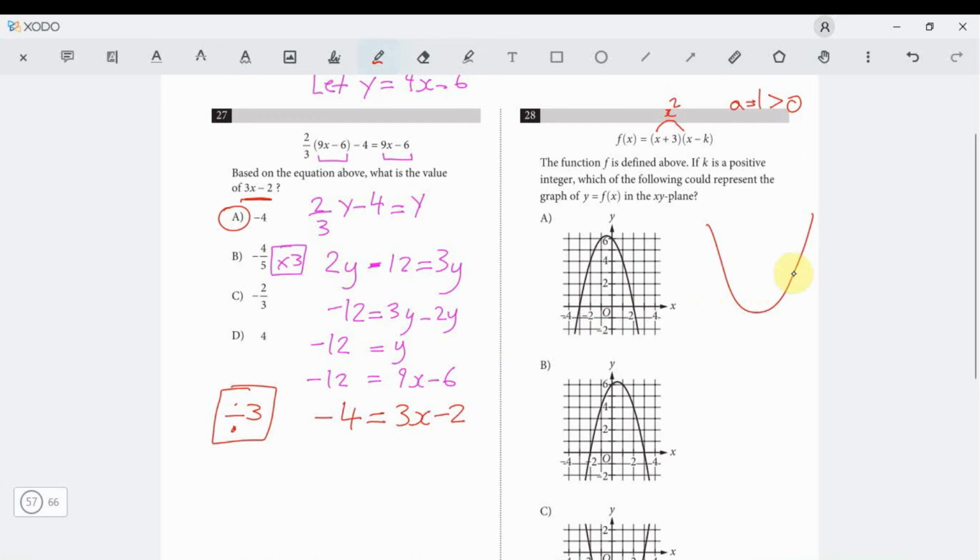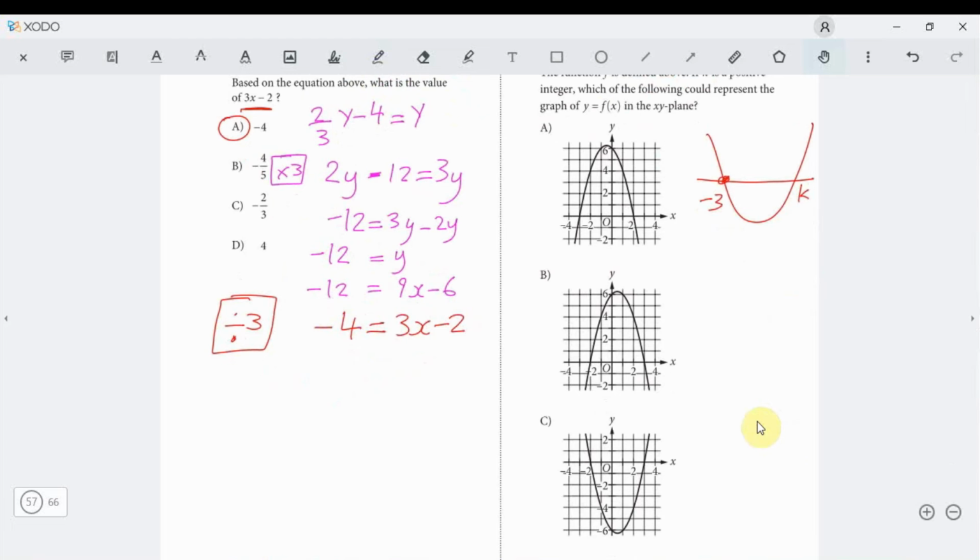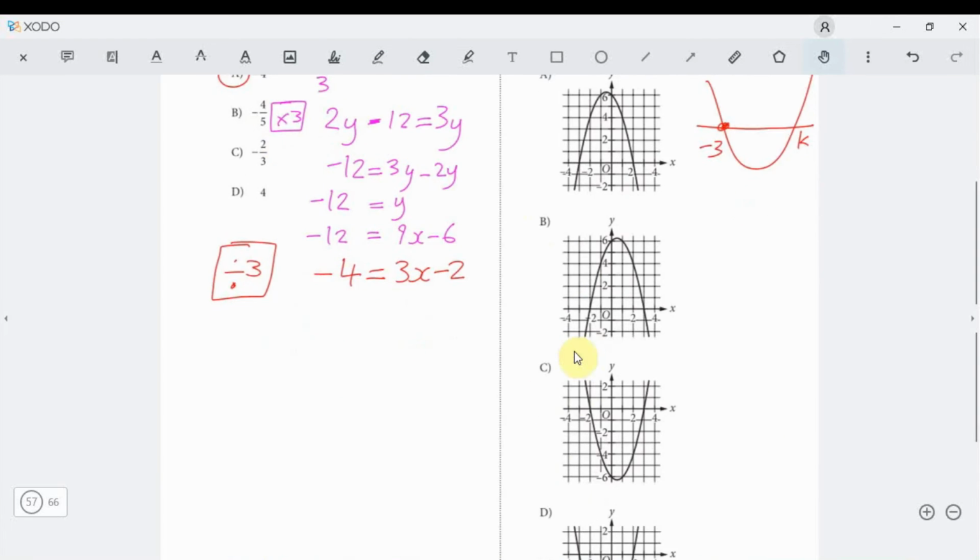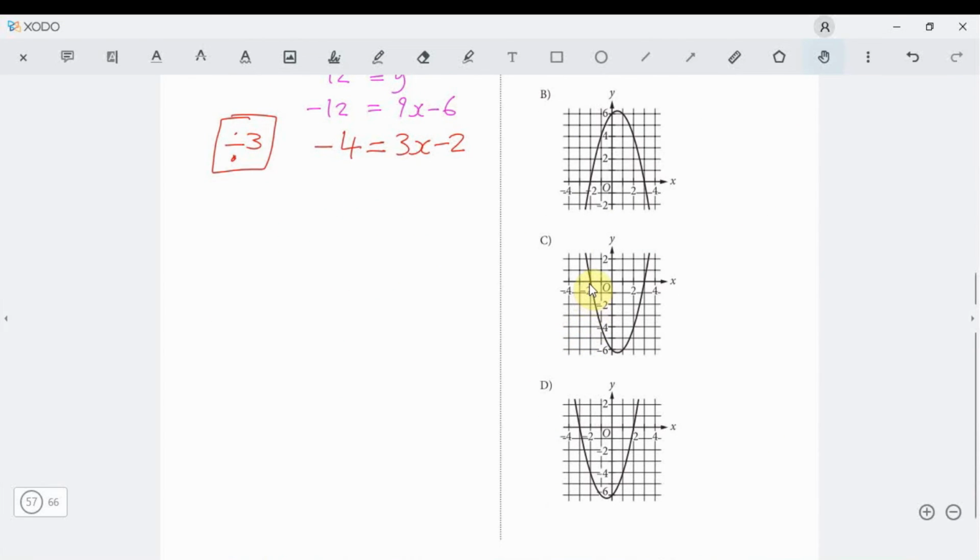Second thing we know is that if you set this equal to 0, you get x being negative 3. So one of the roots is negative 3. So we're looking for a graph that has negative 3, and a positive value for k. So it's a smile, so A and B are out. C is out because this is negative 2. Voila, here's our negative 3. Negative 3k, so D could be a possible answer.